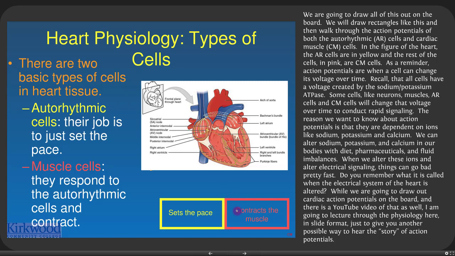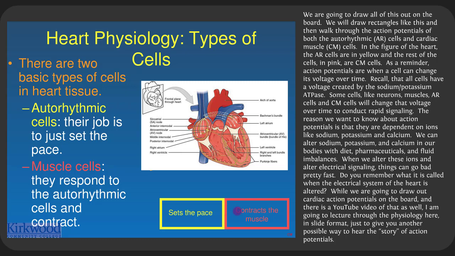As a reminder, action potentials are when a cell can change its voltage over time. Recall that all cells have a voltage created by the sodium-potassium ATPase, or sodium-potassium pump. Some cells, like neurons, muscles, AR cells, and CM cells, will change that voltage over time to conduct rapid signaling. So changing the voltage fast is a rapid signal.